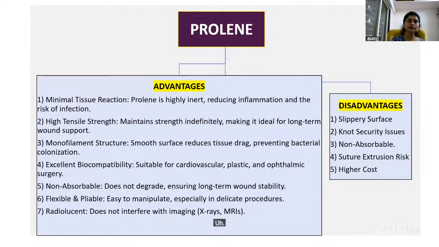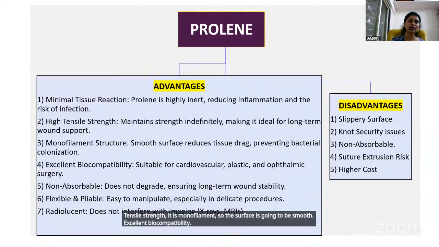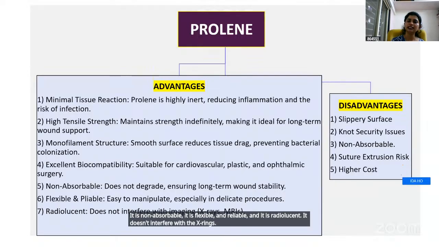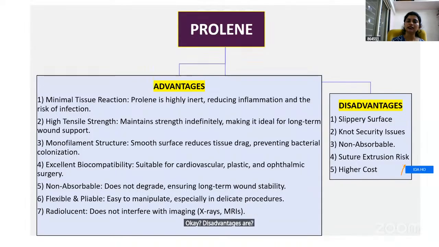Advantages of the suture: minimal tissue reaction. Again, high tensile strength. It is monofilament, so the surface is going to be smooth. Excellent biocompatibility. It is non-absorbable. It is flexible and pliable, and it is radiolucent. It doesn't interfere with the X-rays. Disadvantages: the surface of the suture is slippery.